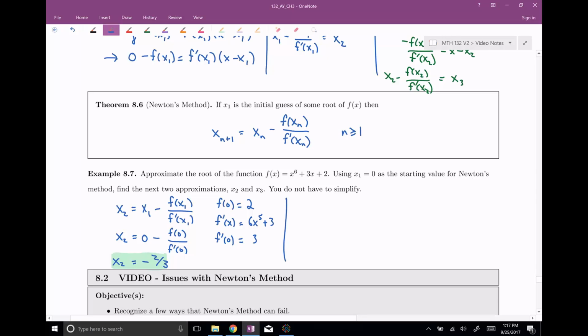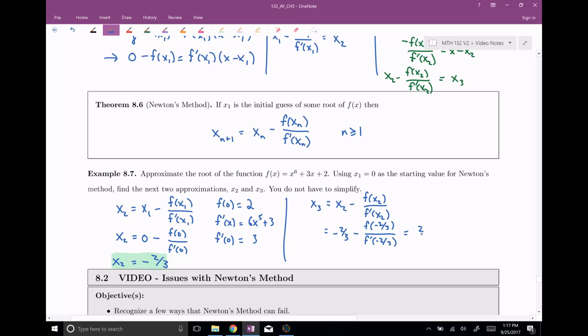Okay, if I want x3, our third guess, we're going to take x2 now, subtract away f of x sub 2 divided by f prime of x sub 2. Again, we already know x2 is negative 2/3. So negative 2/3, we're going to subtract away f of negative 2/3 and divide that by f prime of negative 2/3. Okay, let's go ahead and plug these things in, and this is the important bit where it says, you do not have to simplify. So if this came up on WebWork or quizzes or exams, you do not have to simplify this.